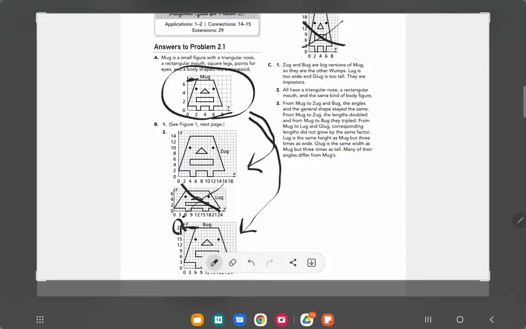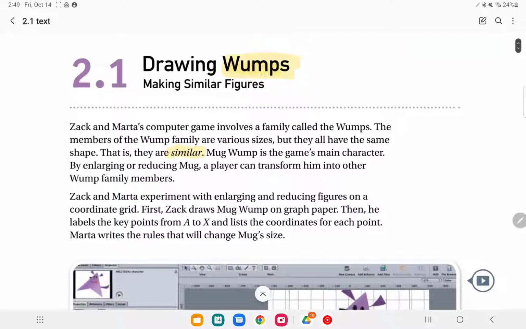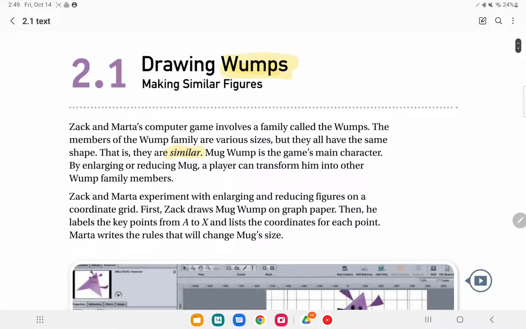Okay, and you can see what the book answers are, but use your own words to make sure that you are understanding what you're doing. And that is all that I have for 2.1 Drawing Wumps.